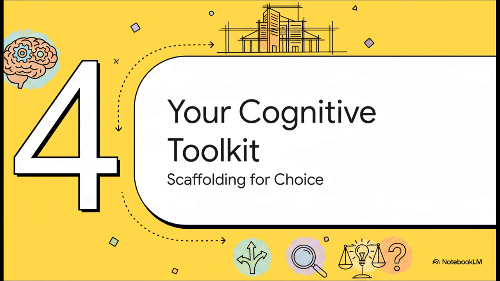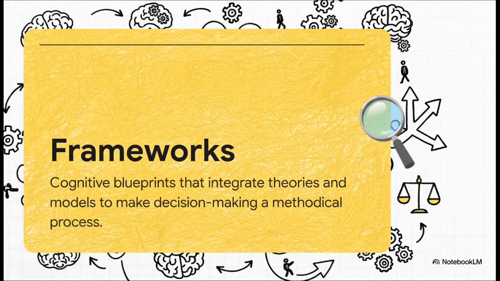We use tools. And this next section is all about the cognitive toolkit you can use to manage all that complexity. The most important tools in your kit are frameworks. You can think of them as cognitive blueprints or scaffolding for your mind. They give you a structure to organize all the complexity, and they help discipline your thinking, turning what could be a chaotic reaction into a methodical process.